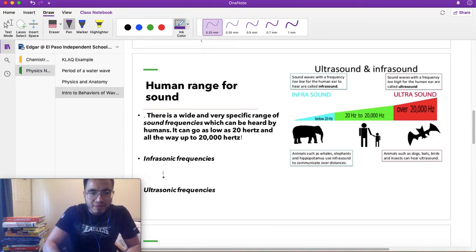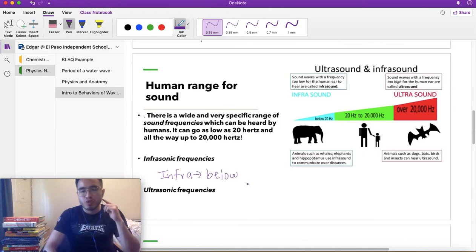Infra has its root in Latin, and it means below. Frequencies below 20 hertz are infrasonic, or sound below 20 hertz is infrasound.